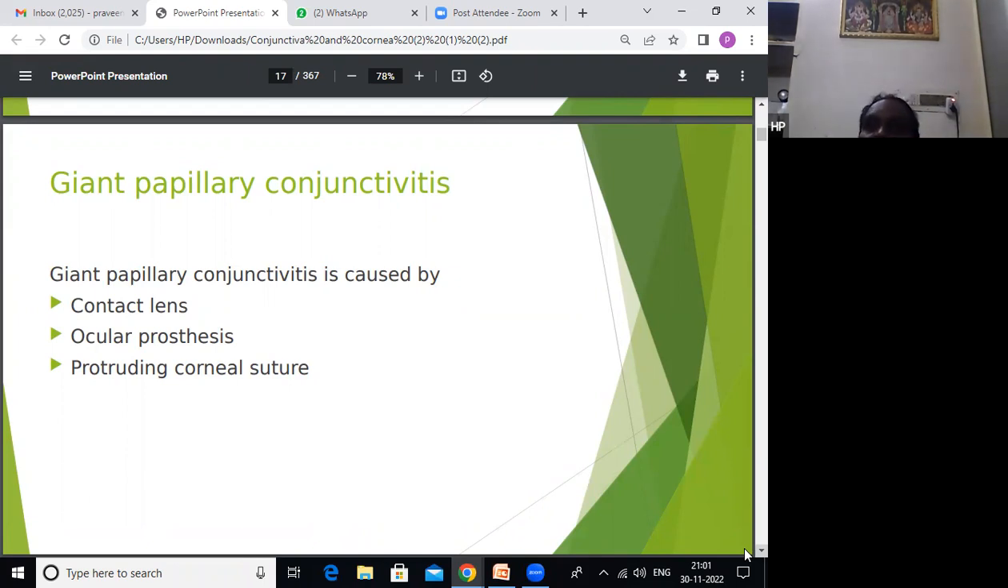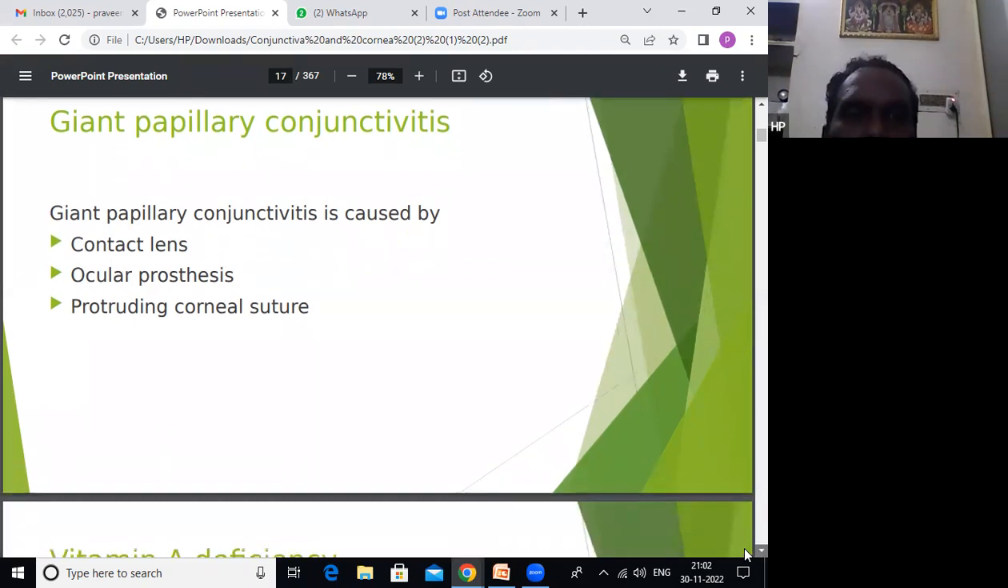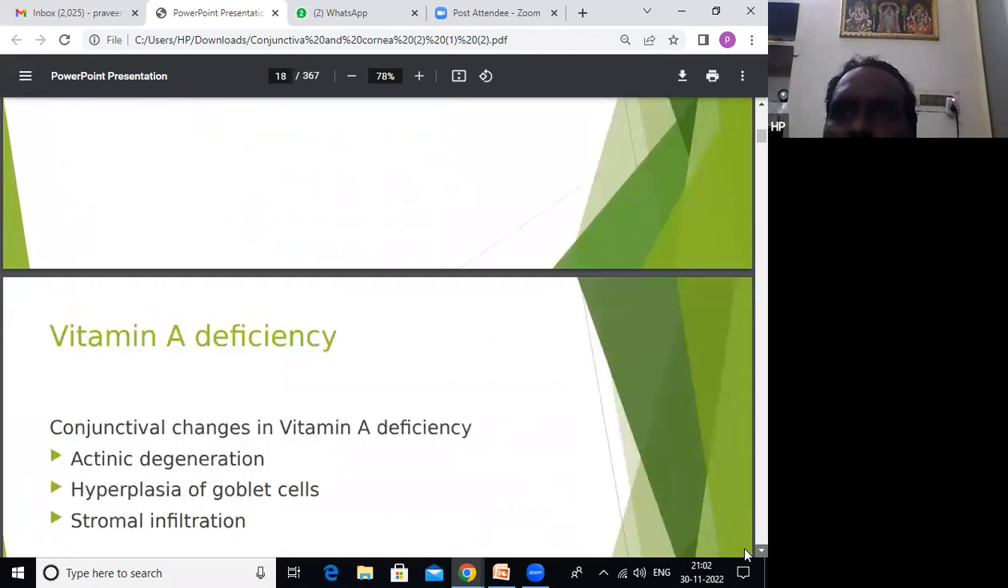Then giant papillary conjunctivitis. The question is: what are giant papillae? Giant papillae means papillae which are more than 1 millimeter in size. The causes of giant papillae are three: contact lens, ocular prosthesis, and protruding corneal suture. Sometimes the question is which condition giant papillary conjunctivitis is not caused by. Then you have contact lens, prosthesis, protruding corneal suture, and the option can be something like VKC or Klippchen-Null keratoconjunctivitis.